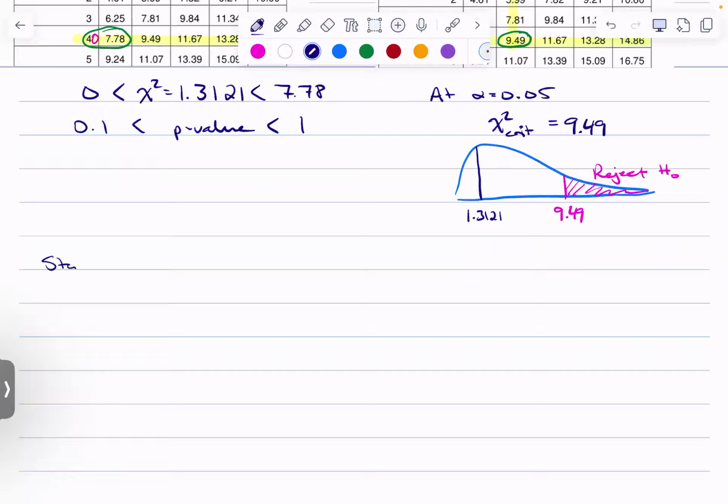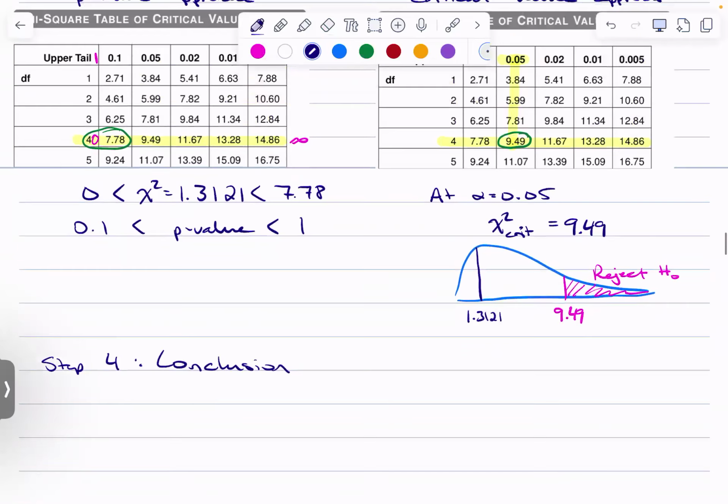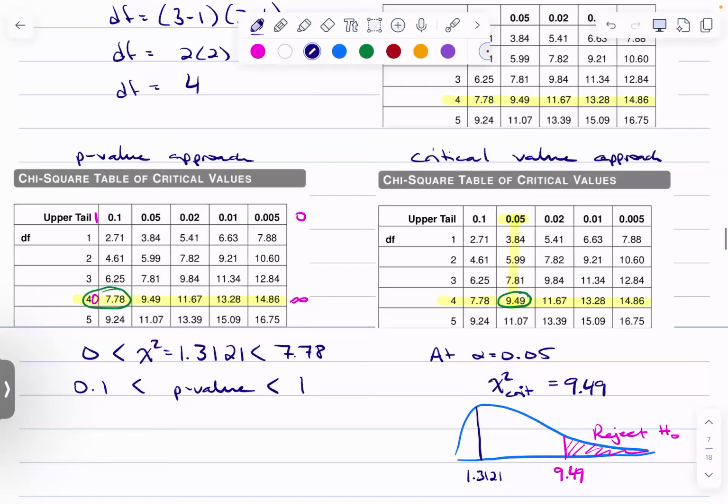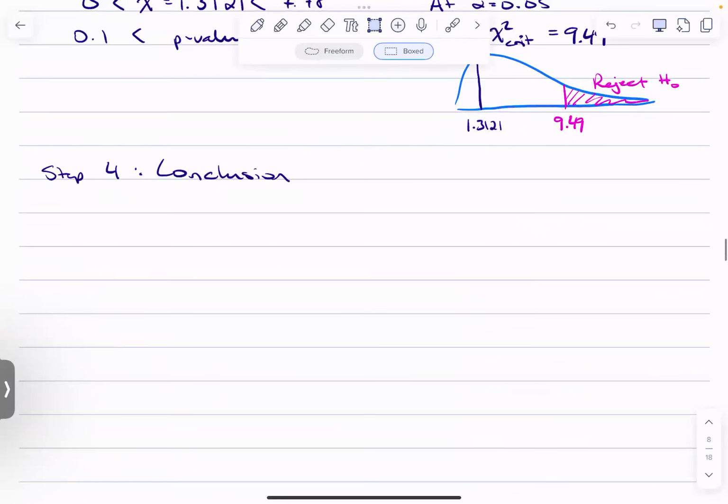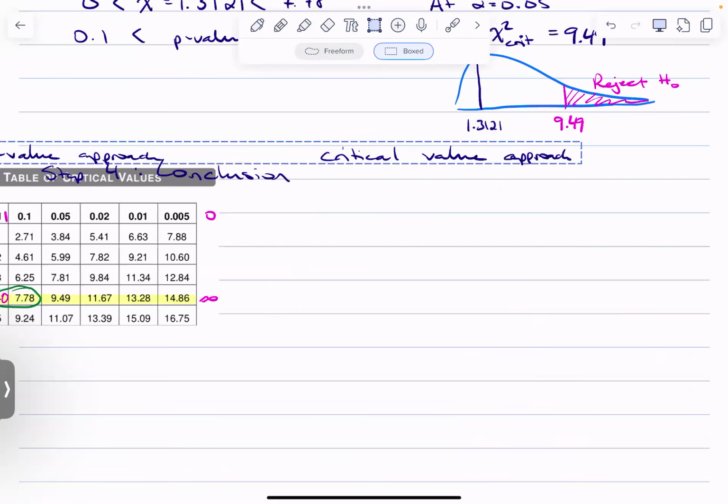Step 4, the conclusion. I'll keep going with the p-value approach, critical value approach, split, because it depends.